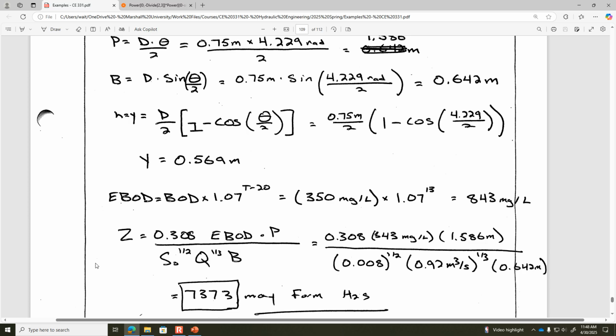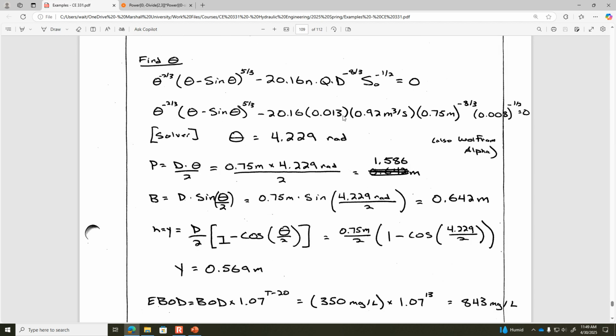So this pipe is 0.75 meters in diameter, but it's only 0.57 meters in depth. So what we'd maybe want to ask is, could we make this pipe diameter smaller? Because if we made the pipe diameter smaller, everything's going to go in the better direction in terms of preventing hydrogen sulfide formation. That's the environmental part of it. Any questions about the hydraulics component of it?